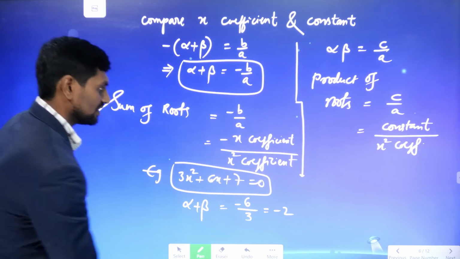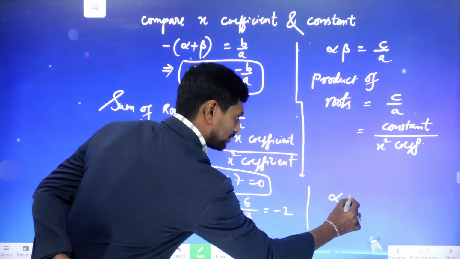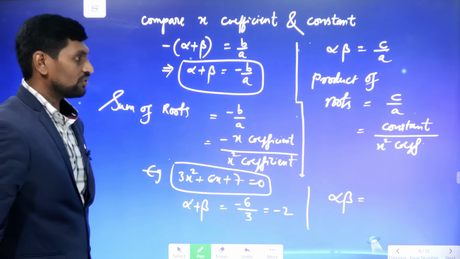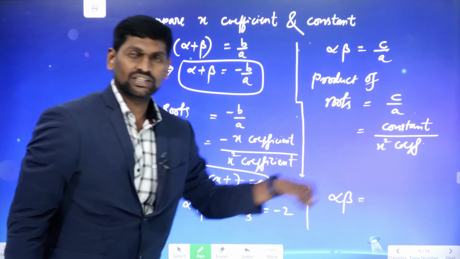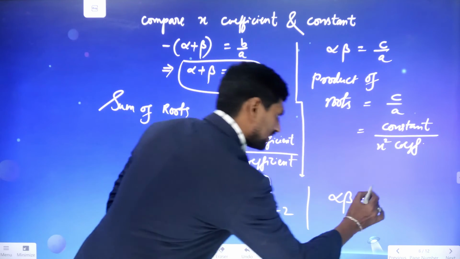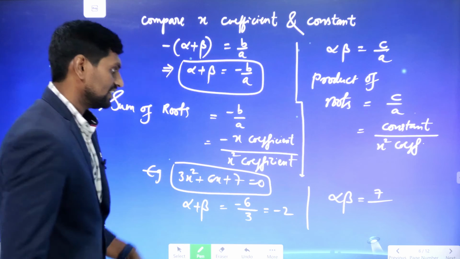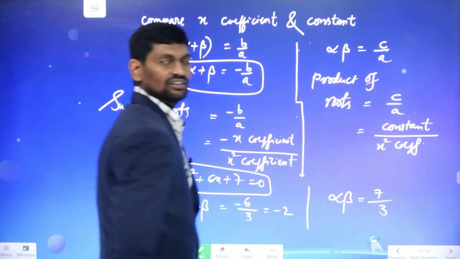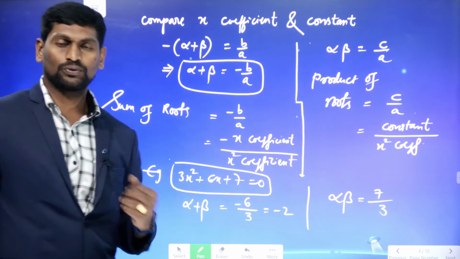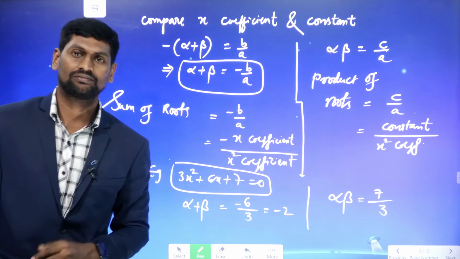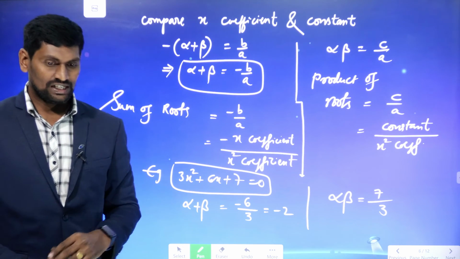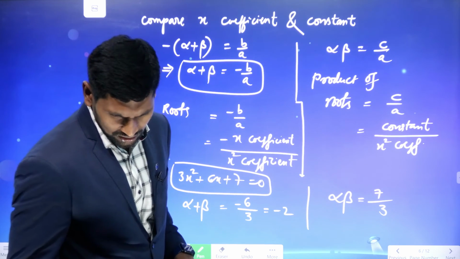Alpha plus beta. Same way, product of roots, alpha into beta. Alpha into beta means what? Constant by x square coefficient. Constant is 7. X square coefficient is 3. 7 by 3. That's it. Sum of roots, product of roots. Very, very important. Okay, children, just revise the concept.